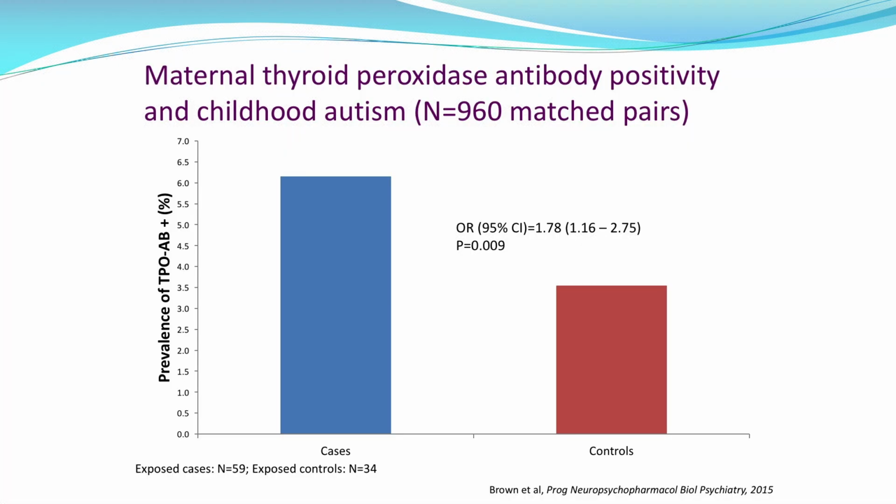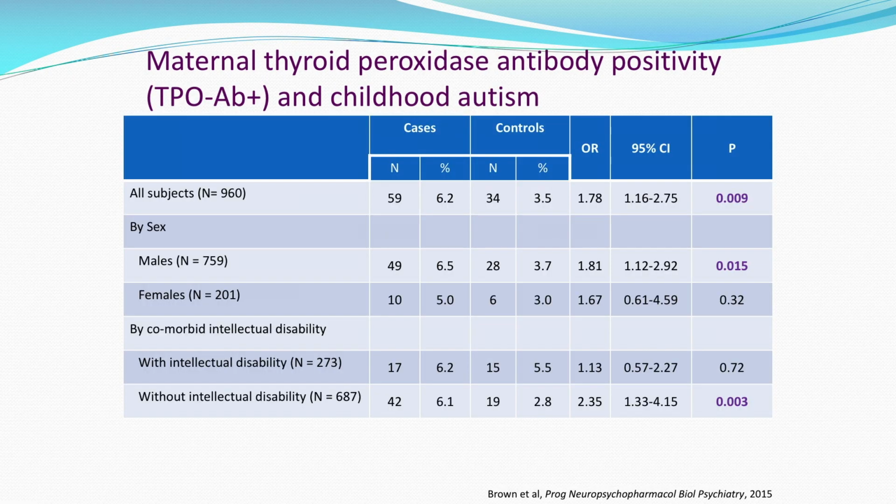And here we showed a higher prevalence of the TPO antibody in the cases compared to the controls, with an odds ratio nearly twofold. And then we looked by sex and by comorbid intellectual disability. So these are all the subjects. And then we had the finding stronger in males than in females. But we had some finding in females, and it may just be due to the lower power because of lower sample sizes. The finding, interestingly, was related to those that didn't have intellectual disability, not those that did. So it's hard to argue it was related to intellectual disability.